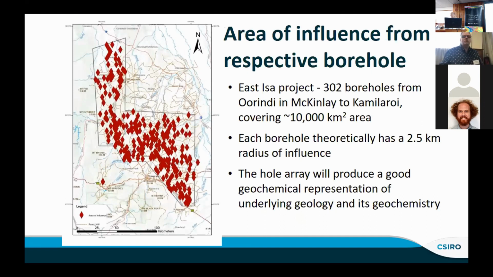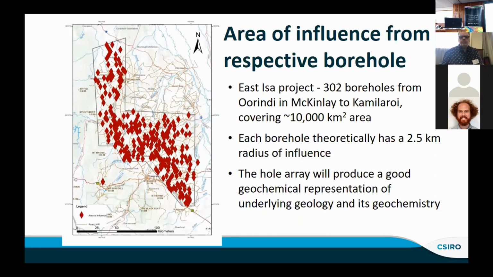For the East Isa project, we've collected 302 boreholes over an area of about 10,000 square kilometers, all the way from McKinlay up to Kamilaroi. Before we do the sampling, a very important step is the pre-planning to find out where you position the hole, how far apart you position the holes, etc.